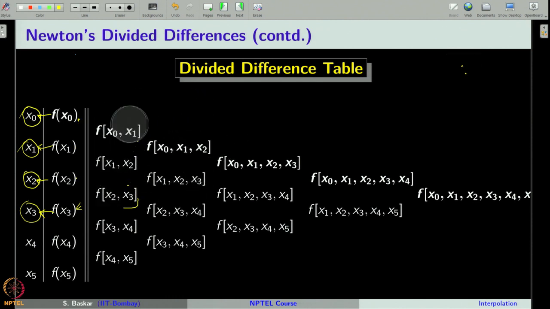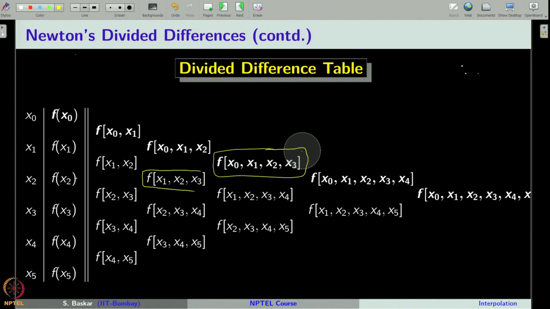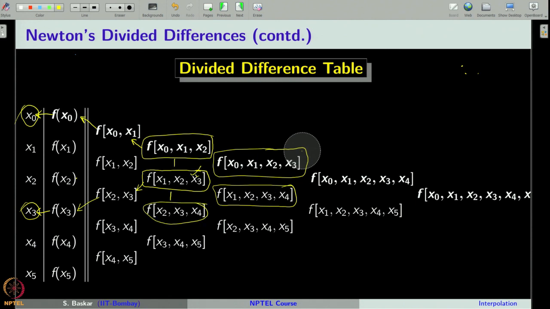Similarly, how to find the third order divided difference? For instance, this value is computed by taking this number minus this number, and then you go diagonally downwards up to the 0th order and pick up the x coordinate parallelly. Similarly, on this side you go like this and pick up the x coordinate here. So, the denominator is x 3 minus x 0, and similarly you can also obtain the value of this by taking this minus this divided by x 4 minus x 1. Like this it will go. Similarly, you can get the 4th order divided difference and 5th order divided difference.